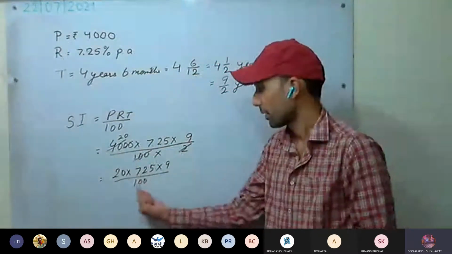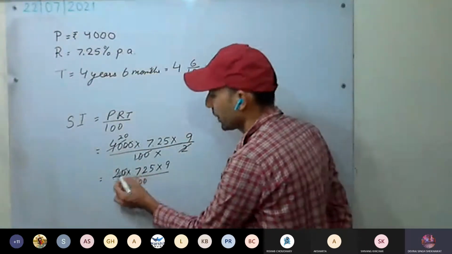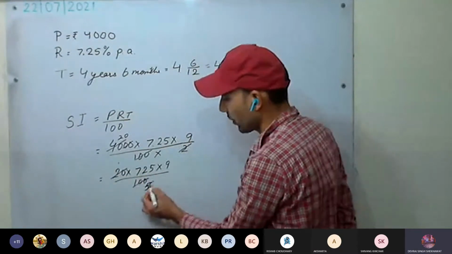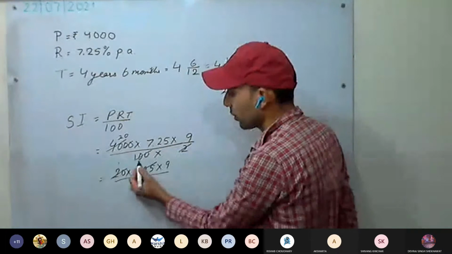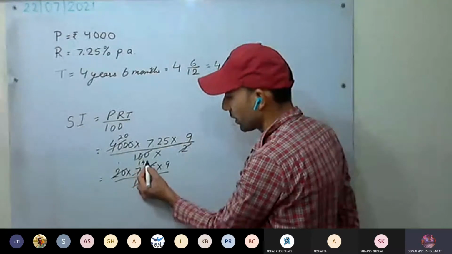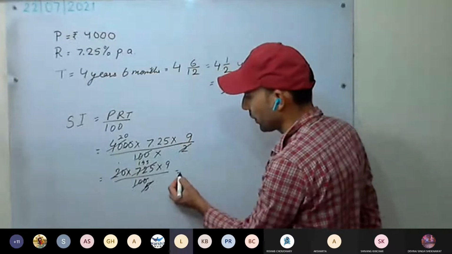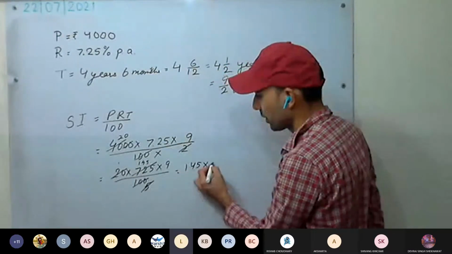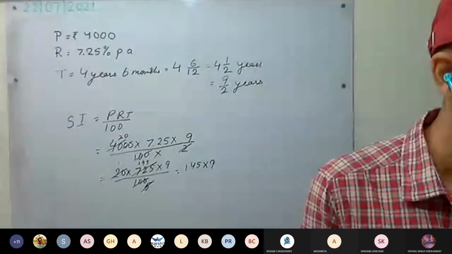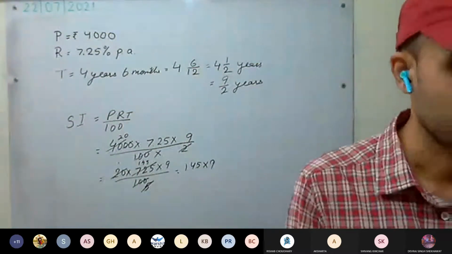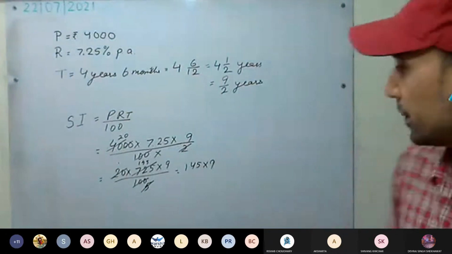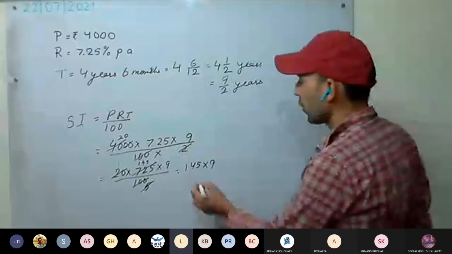20 and 100 can be cut, 1 and here 5. And now further we can cut with 5. How much will you get? 5 4 20, 145. Are you getting this? How much have you got? 13. How much?